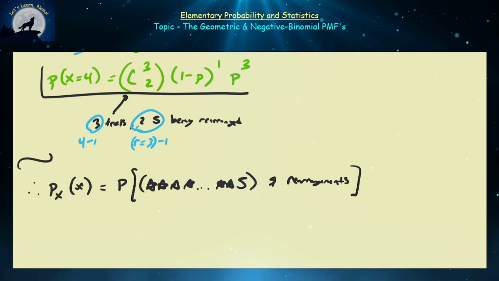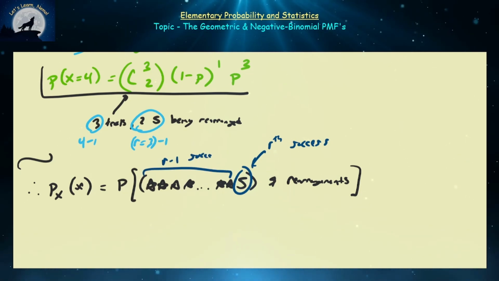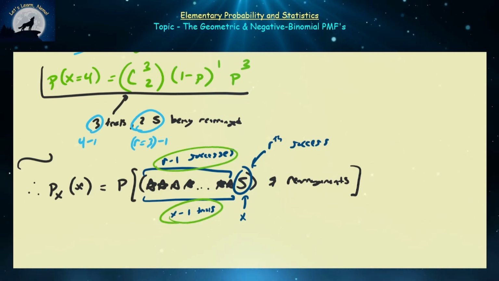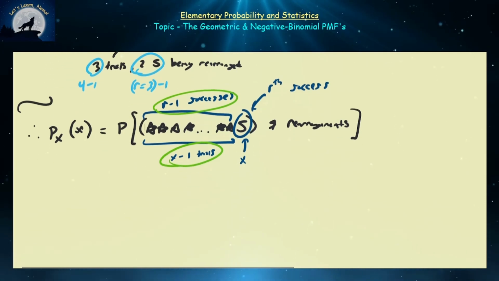of these, because the last success, which is the rth success, needs to be on the very end. That means we're going to have r minus 1 successes somewhere in this particular sequence, and this is trial number x, and then we're going to have x minus 1 trials located within this mixture. So we have x minus 1 trials, and r minus 1 successes that could literally be anywhere in this sequence. Therefore, we know exactly how to calculate that via the perspective of rearrangements.